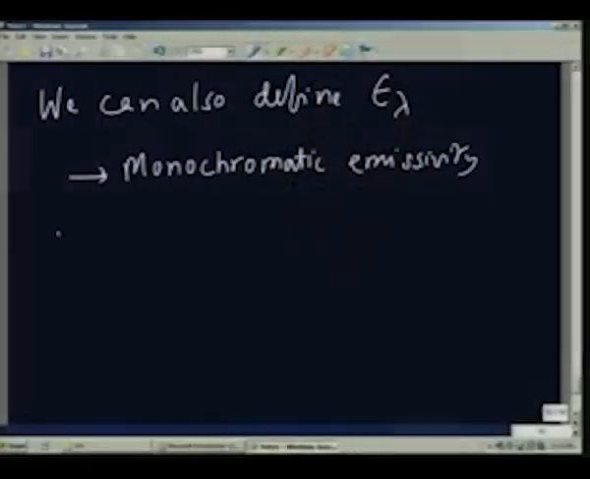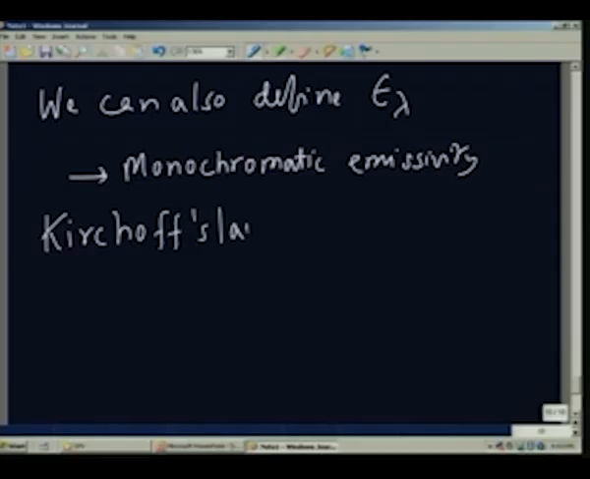Okay. And there is a law called Kirchhoff's law which says that the monochromatic emissivity and the absorptivity are exactly the same. So, epsilon lambda equal to alpha lambda. So, this is your Kirchhoff's law. Says that epsilon lambda equal to alpha lambda. So, let us leave it at that.